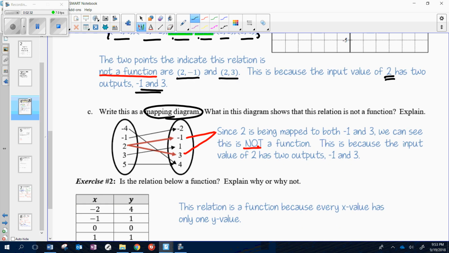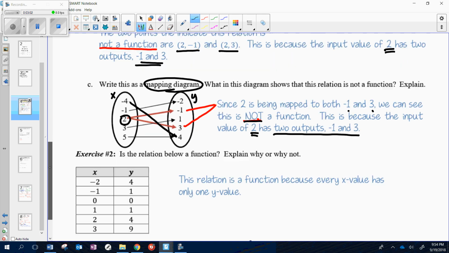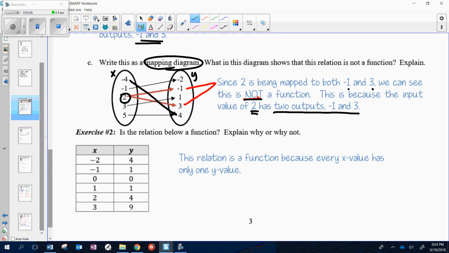Write this as a mapping diagram, so it's the same function. In this circle, I have all of the x values that were used by the points. In this circle, I have all the y values. And then I drew a line from each x value to its corresponding y value. Since 2, you can see the red lines here, going from 2, is being mapped to negative 1 and 3, we can see that it's not a function. 2 has two outputs. Each x has to have only one y. It has two y values.